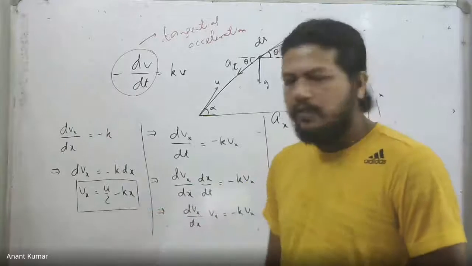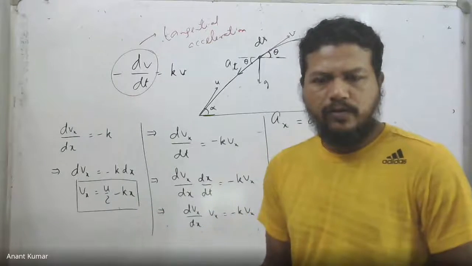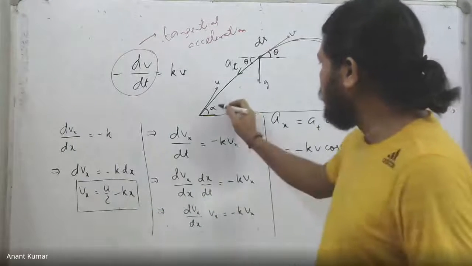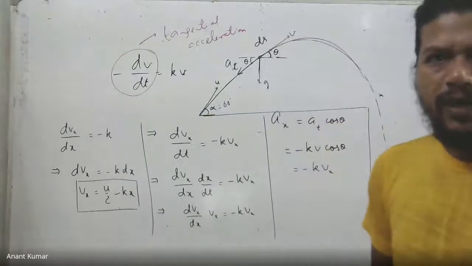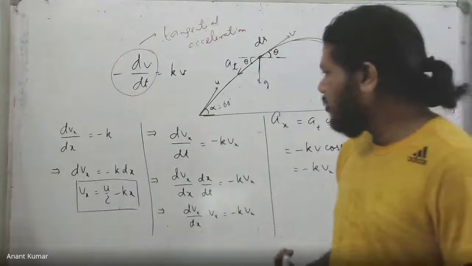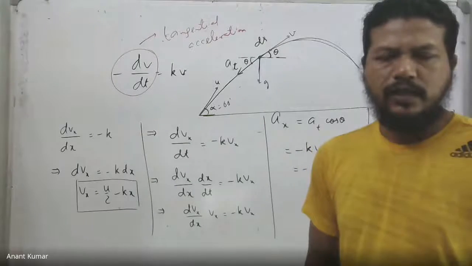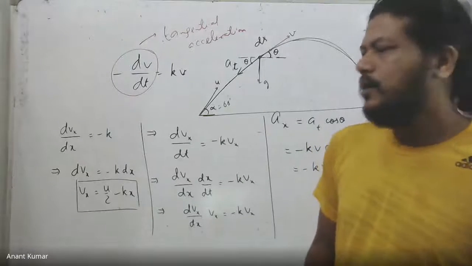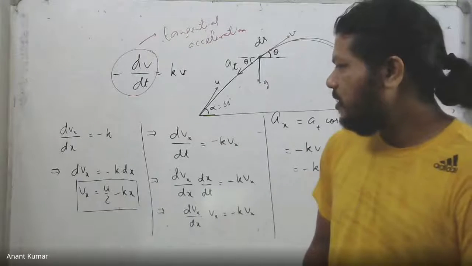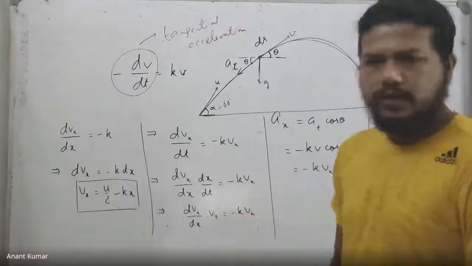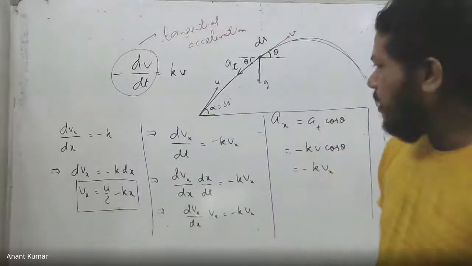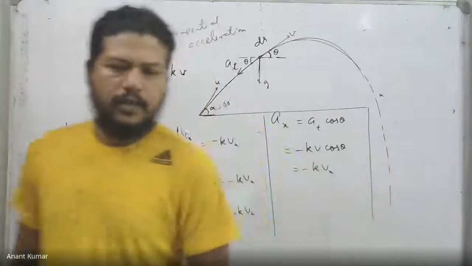vx equal to u by 2 minus kx, because it was initially u by 2. You notice this angle was given to be 60 degrees. So the initial velocity on the x-axis becomes u by 2, and then it uniformly reduces with respect to x. So I just utilized the fact that the rate is a constant, so I can obtain the change by multiplying with the rate itself. That is why I have got this equation. Is it okay? Anyway, this is fine enough.